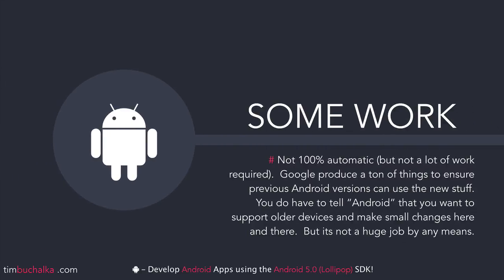Now, there is some work involved in this. It's not 100% automatic, but there's also not a lot of work. So Google produced a ton of support libraries to make sure that older Android devices running older versions can still take advantage of some of these newer features. So you do have to tell Android that you want to support these older devices. In other words, by default, if you just create apps for Android Lollipop, chances are it's not going to work on those older devices. So it's not a huge job, but it is a change. You need to make sure that you are specifically telling Android how to do that. And of course, yes, we will be covering that in the course.